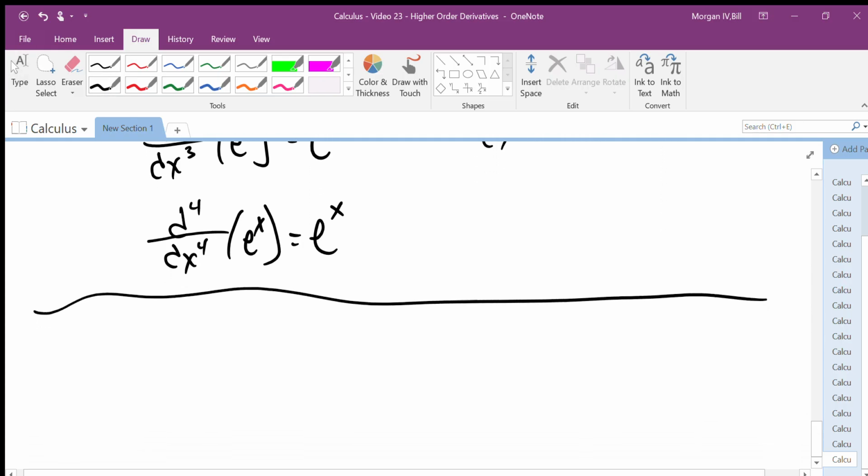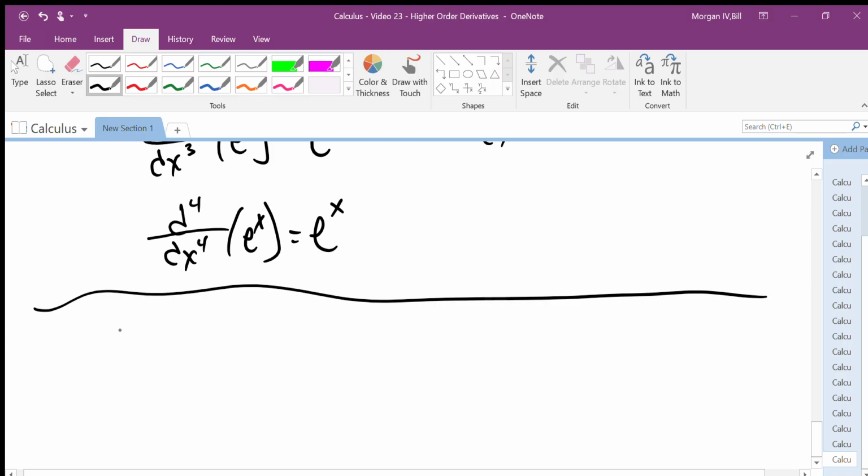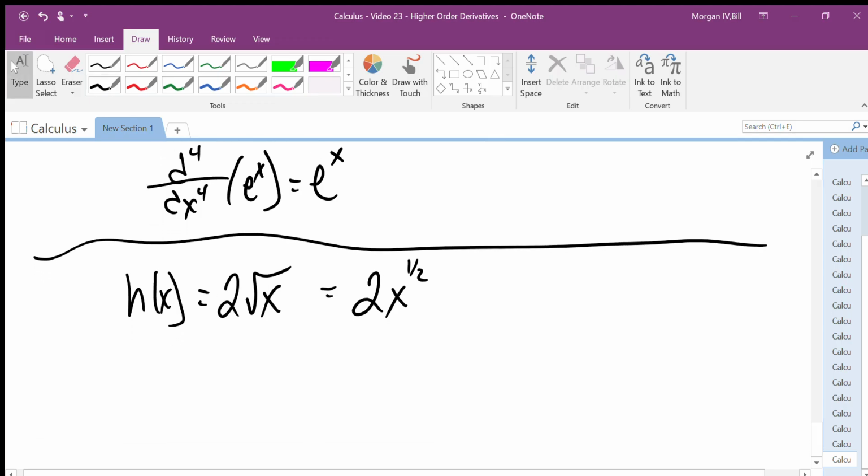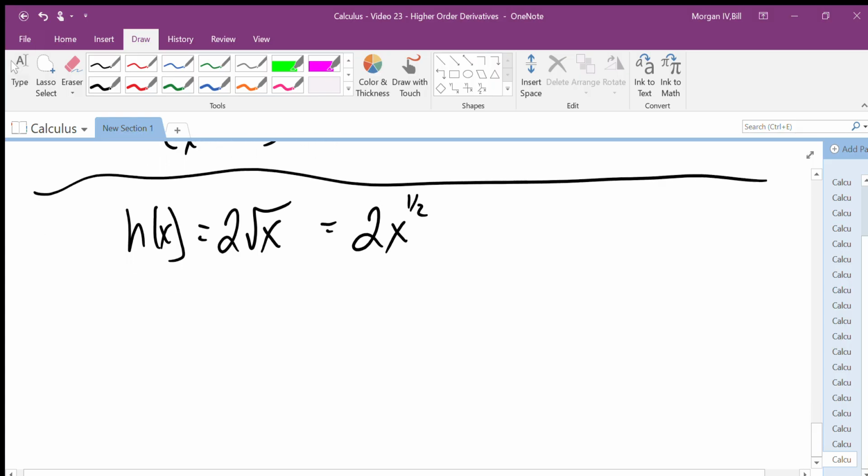How about the derivative of, let's say our function here, h of x, is 2 square root of x, which we will of course rewrite as 2x to the 1/2 to get that rational exponent. Let's find the first 4 derivatives here. And again, pause the video, right?